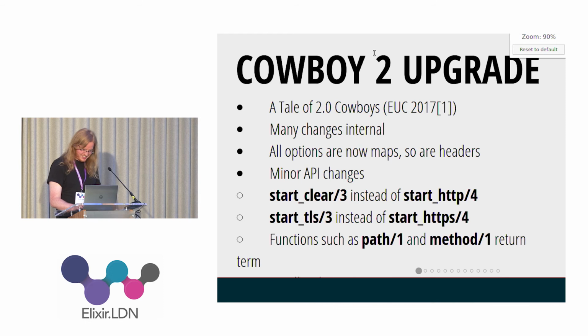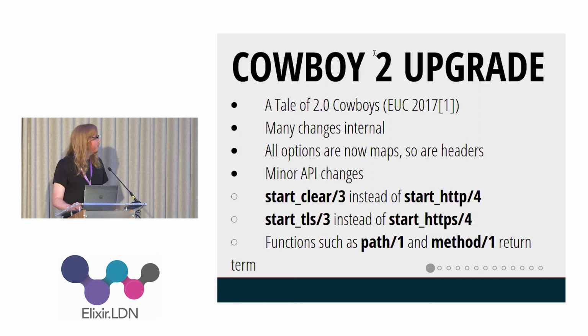Useful. So many of the changes in Cowboy 2 are internal. So it's things like how it handles processes for connections. But there are some external changes as well. They're quite minor in my opinion. One of the big ones is that all the options are now maps instead of lists of pairs, and the same with the headers as well.